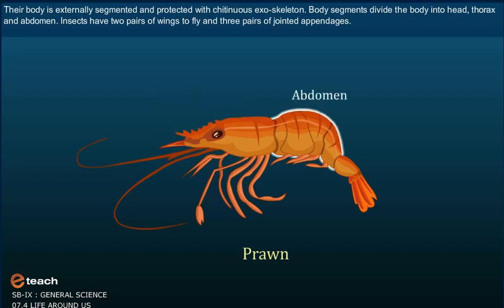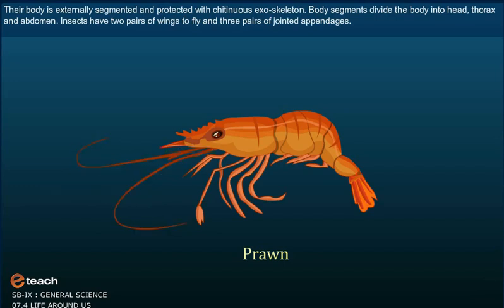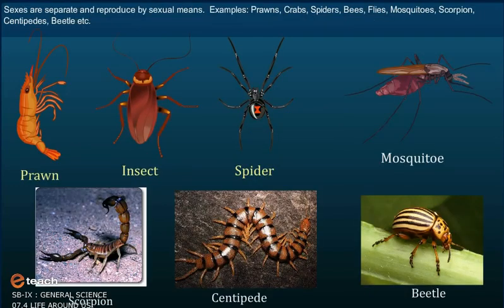Their body is extremely segmented and covered with chitinous exoskeleton. Body segments divide the body into head, thorax, and abdomen. Insects have 2 pairs of wings to fly and 3 pairs of jointed appendages. Sexes are separated and reproduce by sexual means. Examples: prawns, crabs, spiders, bees, flies, mosquitoes, scorpion, centipedes, beetle, etc.